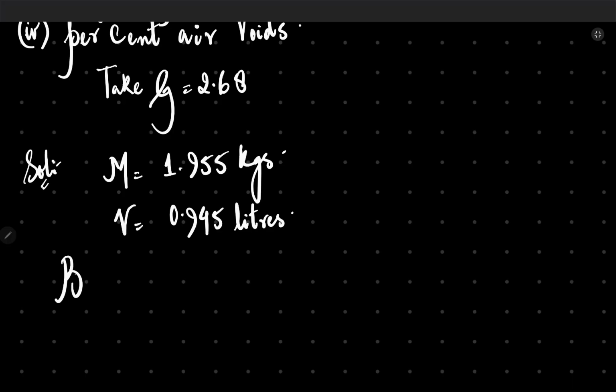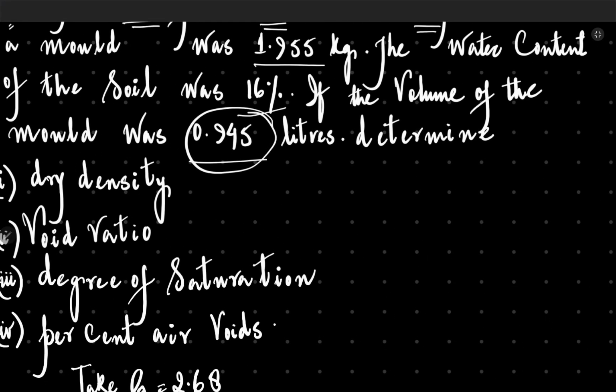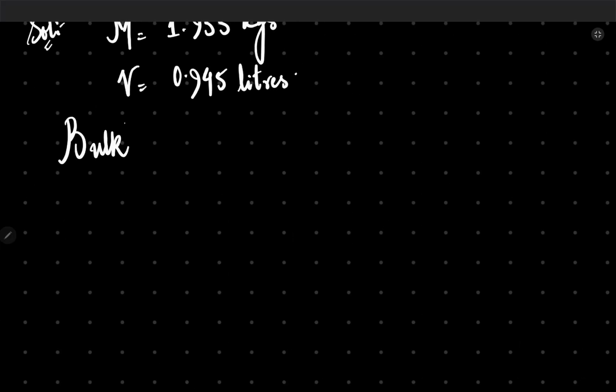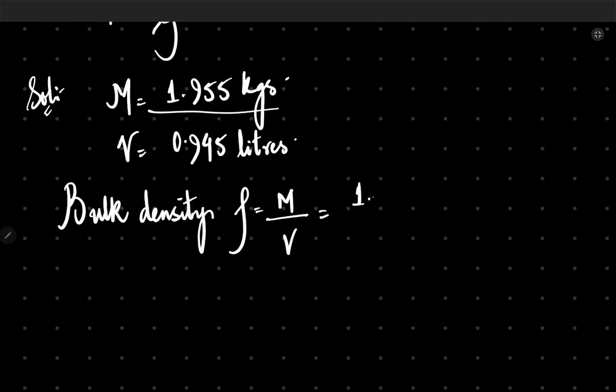Let me calculate the bulk density. We have been asked to calculate dry density. For that, I'll calculate the bulk density first. Bulk density is mass per unit volume, but which mass? Mass in the bulk condition or the moist condition or the wet condition. So that is 1.955 kgs divided by volume, 0.945 liters. I'll convert it into meter cube. That means 1 liter is equal to 10 raised to minus 3 cubic meter.